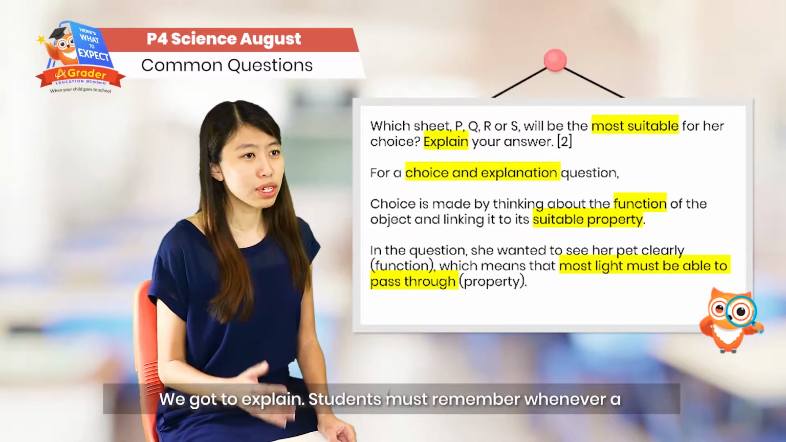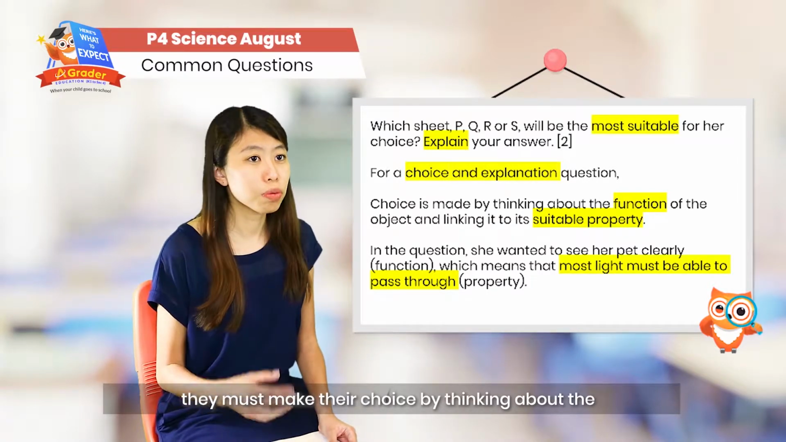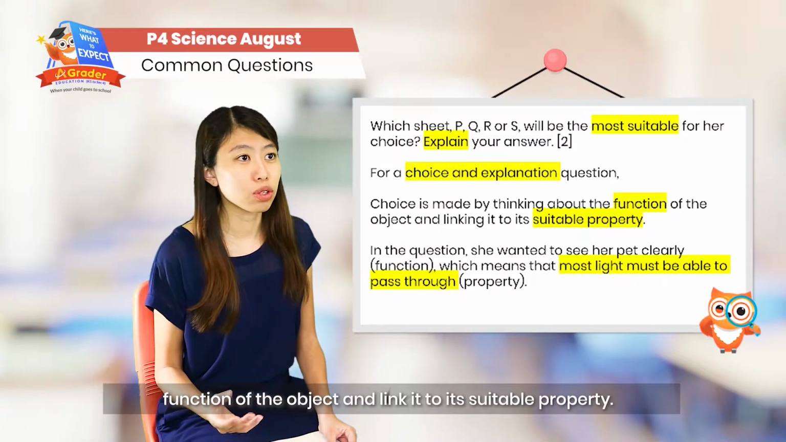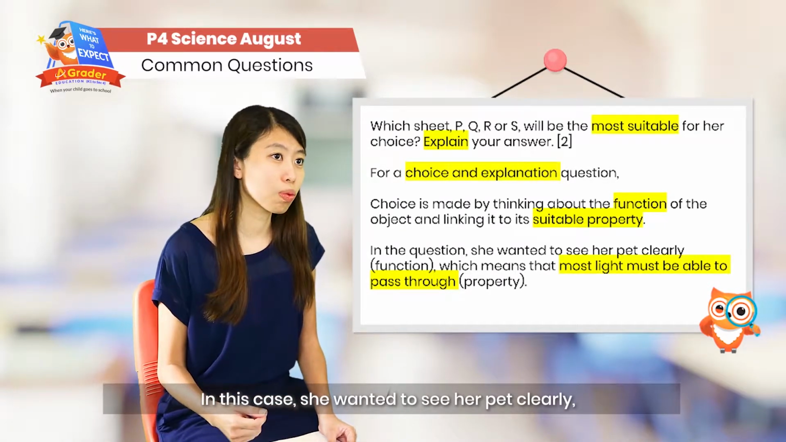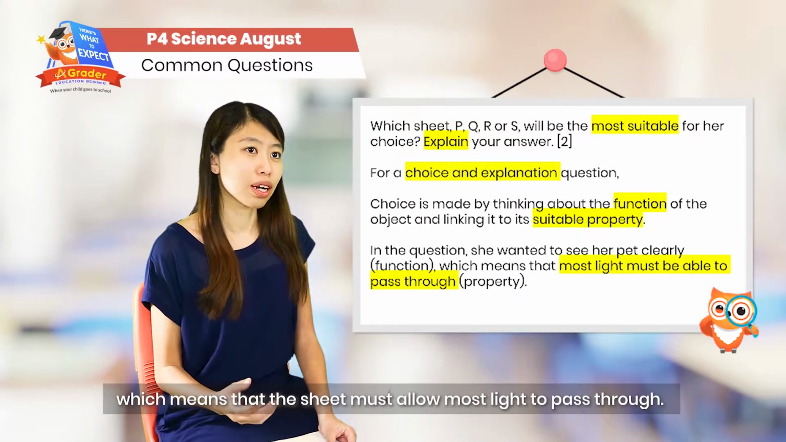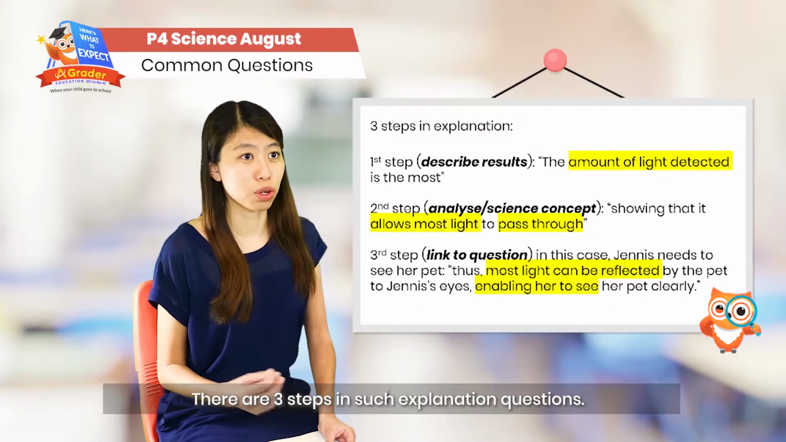Okay, students have to remember, whenever a question requires a choice and an explanation, they have to make the choice by thinking about the function of the object and link it to its suitable properties. In this case, she wanted to see her pet clearly, which means that it must allow most light to pass through. So there are 3 steps in such an explanation question.